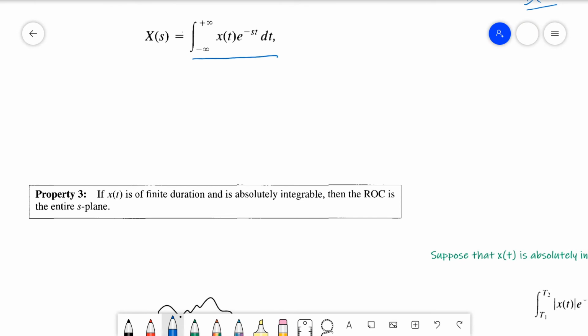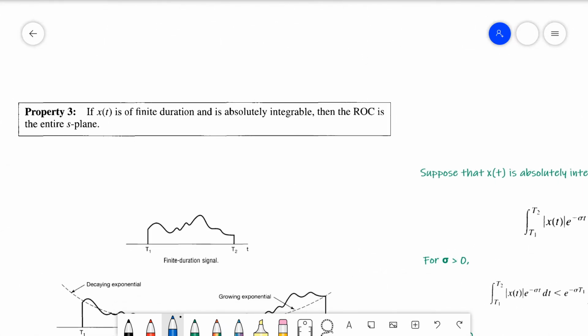Property number 3 states that if X of t is of finite duration, meaning it is in between two times, let's suppose t1 and t2, and 0 otherwise, there's no value of X of t here, and we have another piece of information that it's absolutely integrable in this range, then the ROC is the entire S plane.